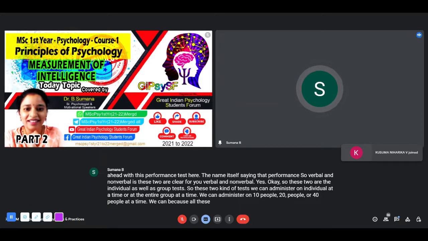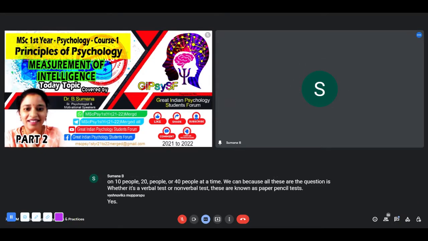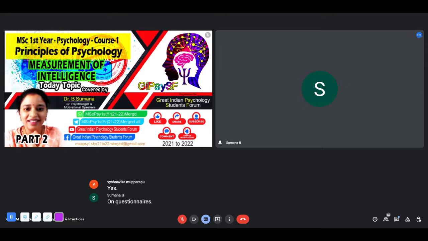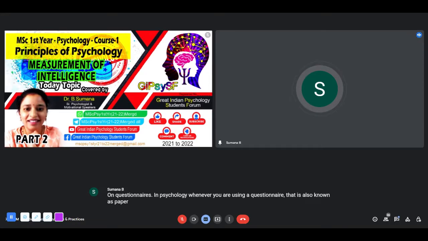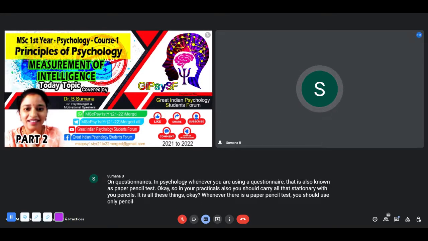We can, because all these are questionnaires. Whether it's a verbal test or non-verbal test, these are known as paper pencil tests or questionnaires. In psychology, whenever you are using a questionnaire, that is also known as a paper pencil test. So in your practicals also you should carry all that stationery with you, pencils, erasers. Whenever there is a paper pencil test, you should use only pencil while answering the questions.